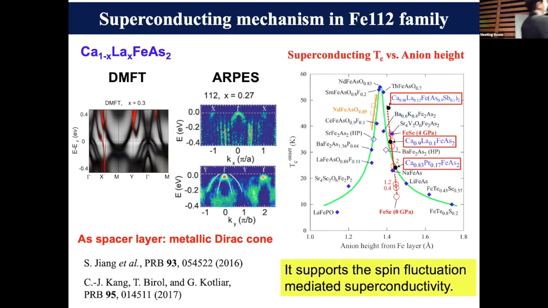In the right-hand side figure, it shows the transition temperature versus anion height in the whole family of iron-based superconductors. As you can see, the 1-on-2 data display a similar trend as the other iron-based superconductors. So it means that the metallic spacer layer in the 1-on-2 compound does not affect the superconductivity. So it supports spin-fluctuation-mediated superconductivity.